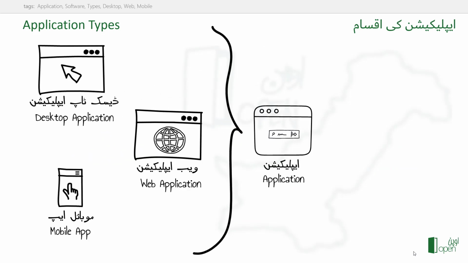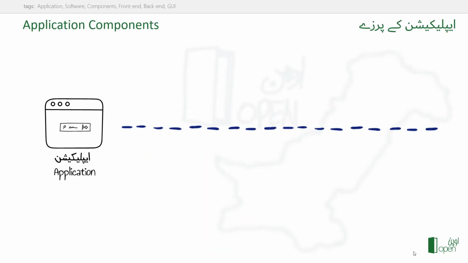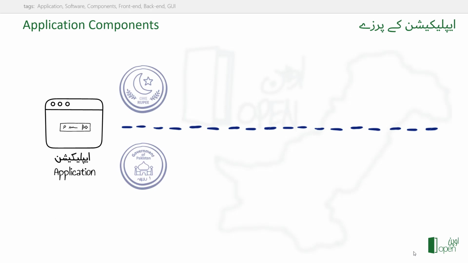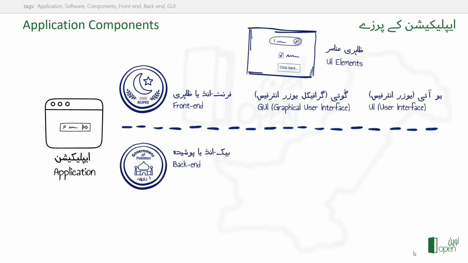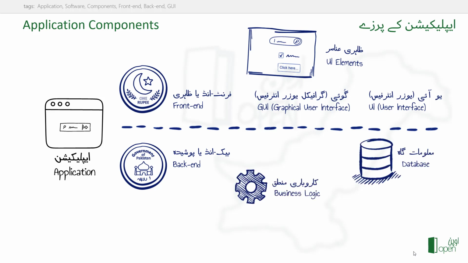Regardless of where a program resides or executes, an application has two components: a front end, also called a GUI or graphical user interface, or a UI or user interface. The other part or component of the application is the back end. The front end comprises UI elements that the user interacts with. The backend can comprise business logic in the form of compiled code, the application database to house all the application data, and the API or application programming interface to communicate with third-party data or web services.